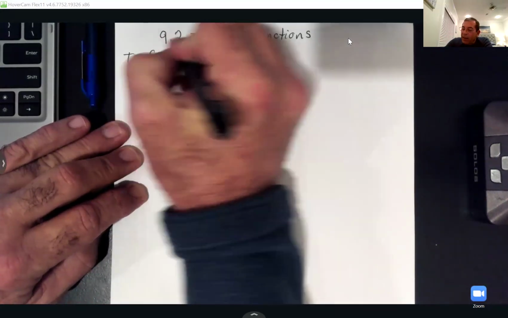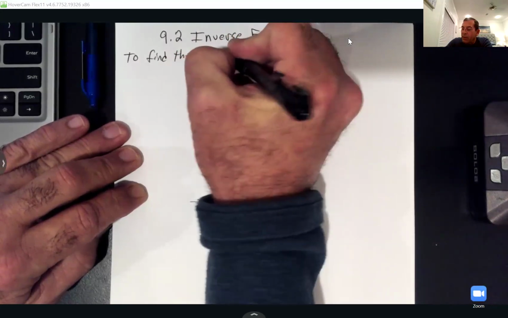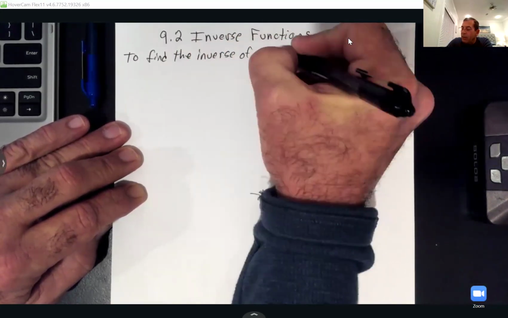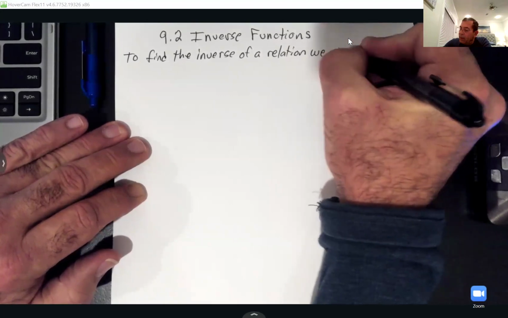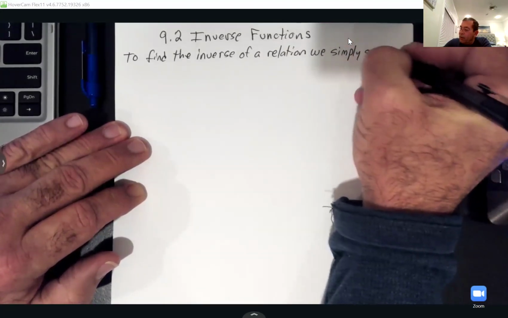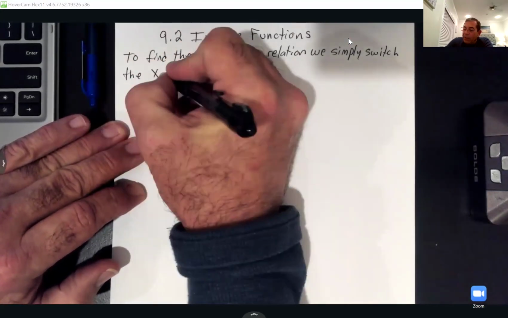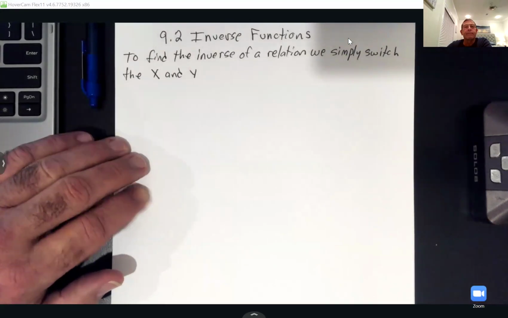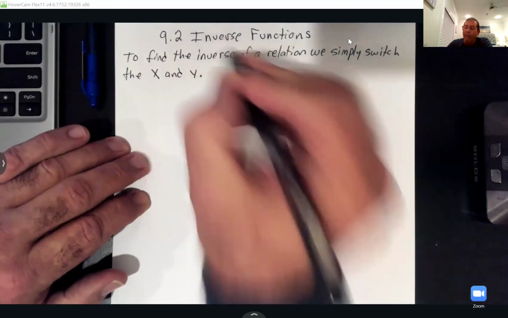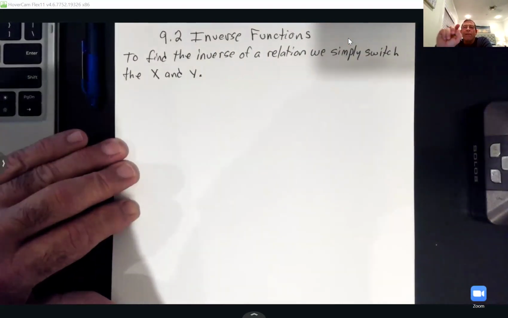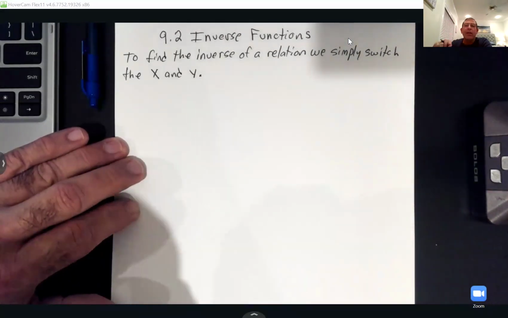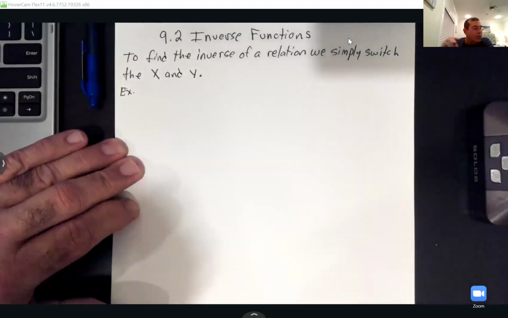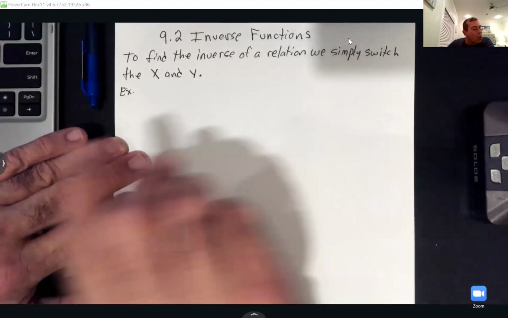To find the inverse of a relation, we simply switch the X and Y's. Okay. All I'm going to do when I find the inverse is just switch the X and Y's around and be done. So first, they're going to give us a set of ordered pairs, and then they'll actually give us an equation. So y'all watch this when we do the ordered pairs.